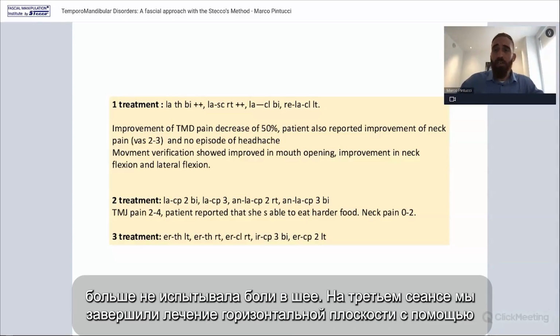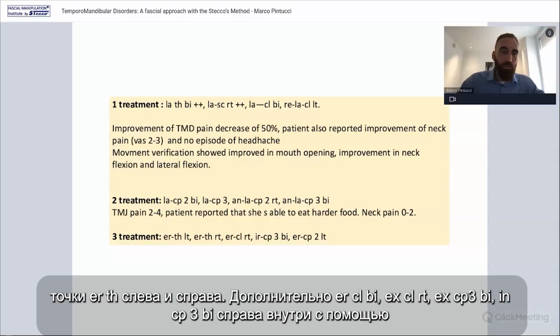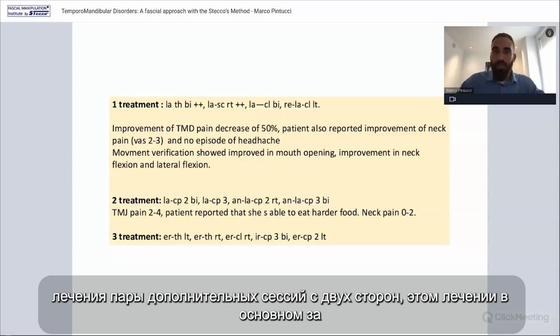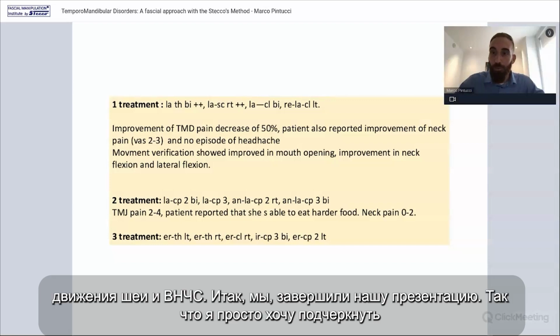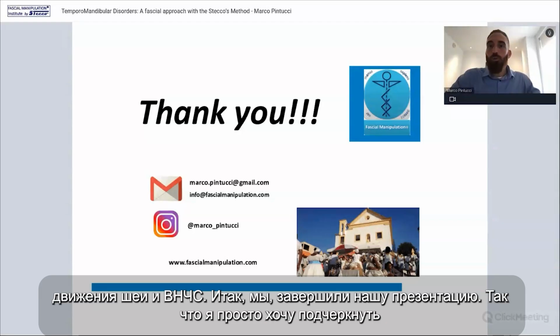In the third session, we concluded with the treatment of the horizontal plane with the points of extrathorax on the left, and extrathorax on the right, extracollo on the right, intracaputary bilateral, and extracaputary bilateral. So, in basically 3 sessions of treatment, we were able to basically totally decrease the pain, and improve the range of motion of the neck and TMJ. So, we conclude our presentation.